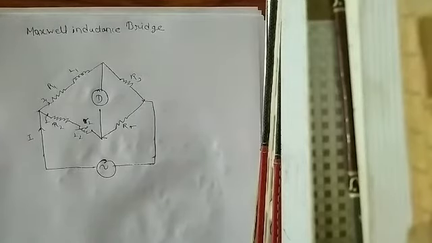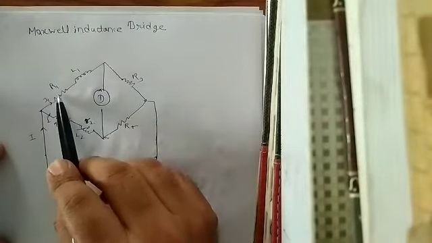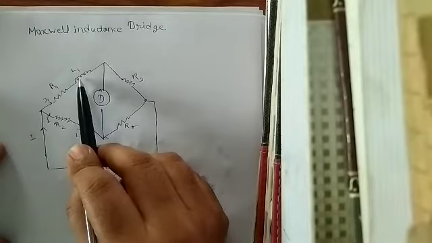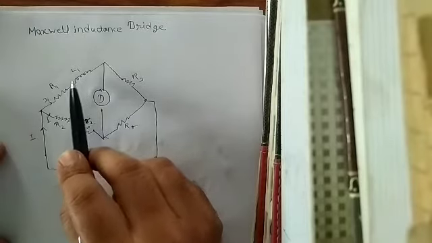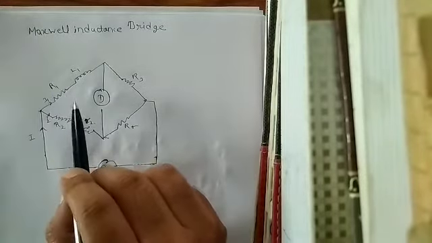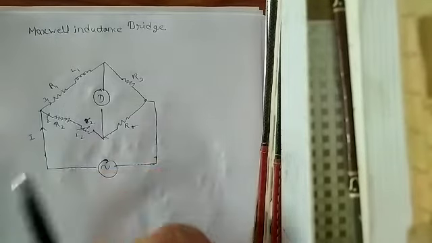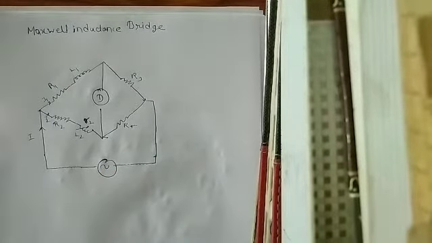I am Ashish Nema and I am going to deliver a lecture on the topic Maxwell inductance bridge. With the help of this bridge, we can find the value of unknown inductance. Here in this bridge, R1 is unknown resistance, L1 is unknown inductance whose value we can find with the help of comparing two voltage drops and find the value of L1.